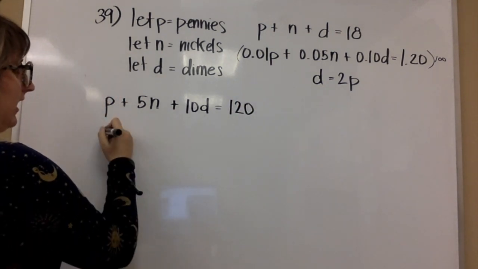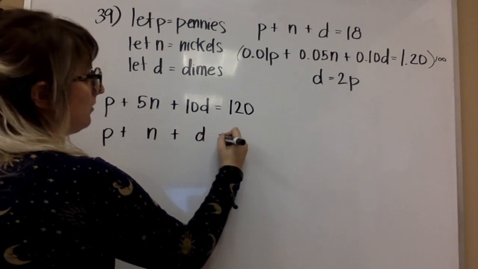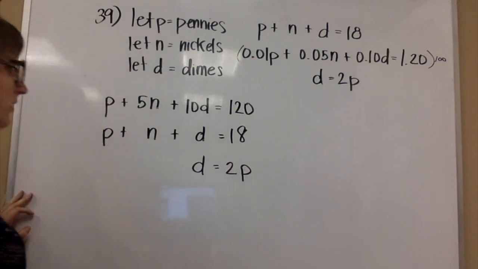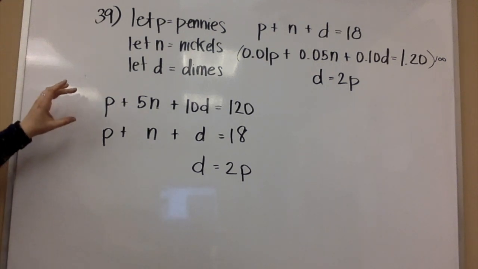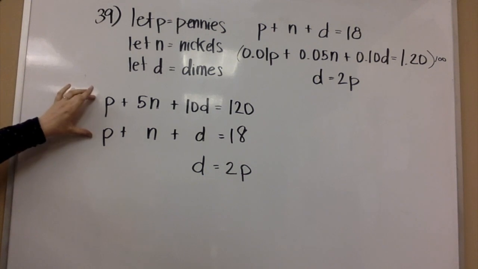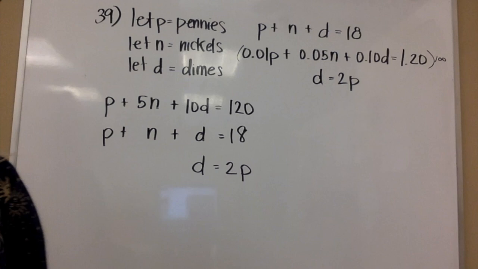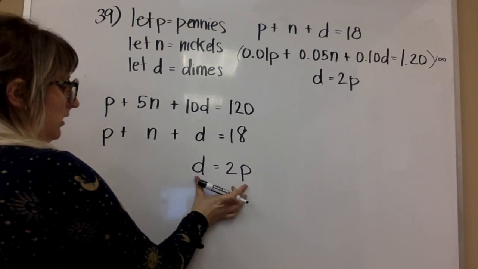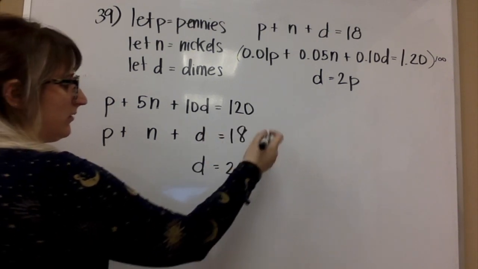Okay? And then I have my equation before, so p plus n plus d equals 18, and then I have d equals 2p. So, actually, what I can also do is use elimination with these, and I can get rid of p as well. So we got lots of options on what we could do. So we can start by first plugging in. We could plug in d to these 2 equations.